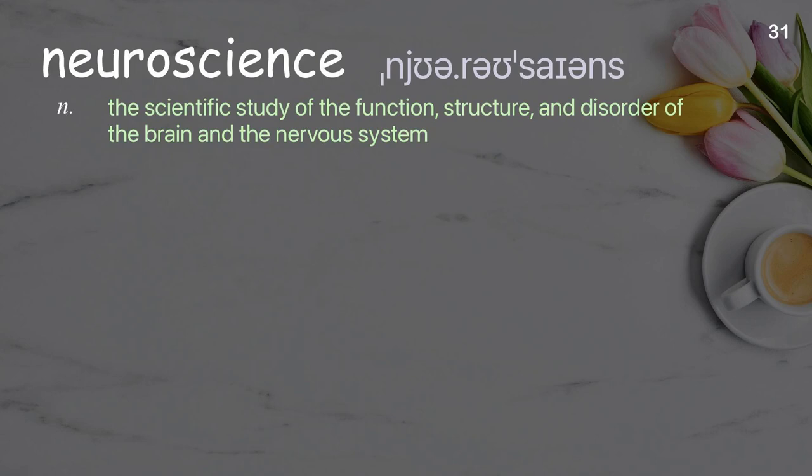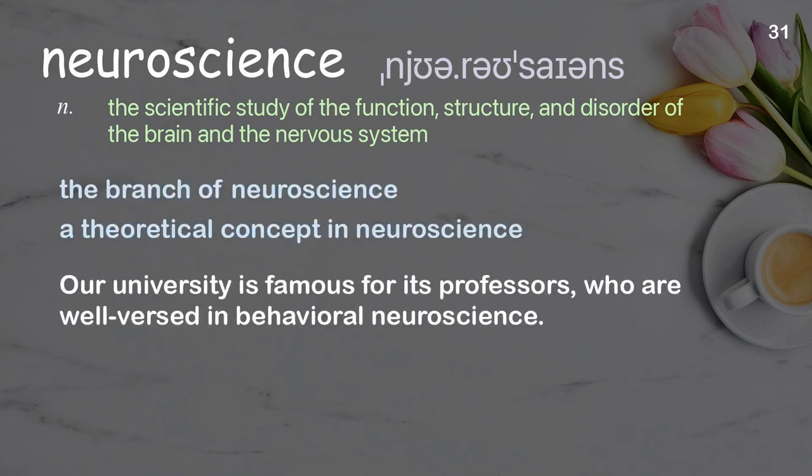Neuroscience. The scientific study of the function, structure, and disorder of the brain and the nervous system. Examples: The branch of neuroscience. A theoretical concept in neuroscience. Our university is famous for its professors who are well-versed in behavioral neuroscience.